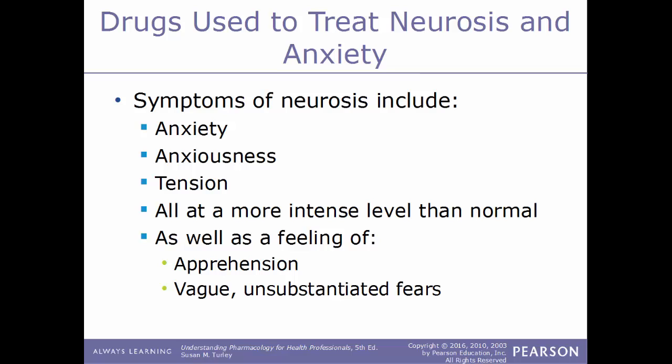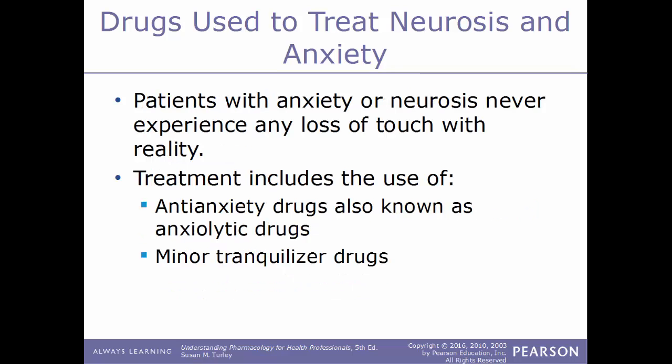All right, the first conditions we'll talk about are drugs that are used to treat neurosis and anxiety. The common symptoms of neurosis would include anxiety, anxiousness, tension, or it could be all of those, but at a more intense level than normal. And a person may also have a feeling of apprehension and a feeling of vague, unsubstantiated fears. Now, patients with anxiety or neurosis never experience any loss of touch with reality, and that's not always the case for mental illness. Treatments for neurosis and anxiety would include the use of anti-anxiety drugs.